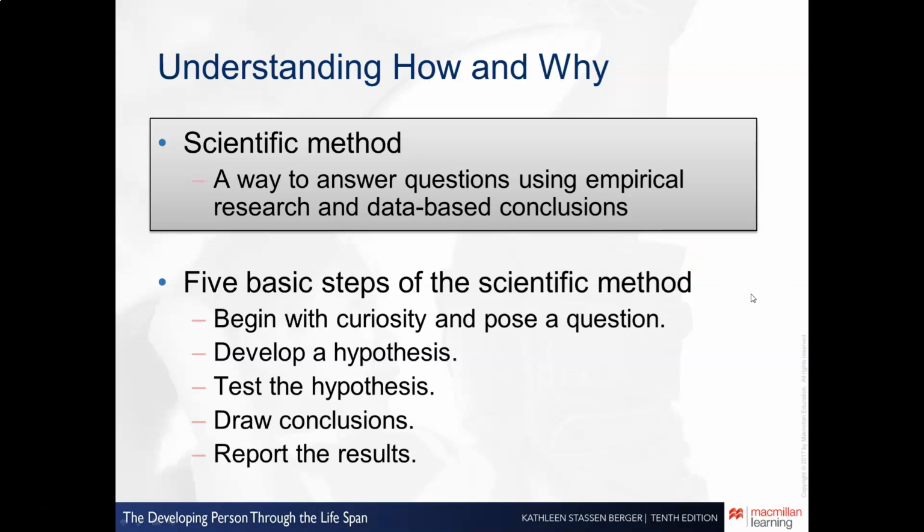Now there's 5 basic steps of the scientific method, and these are the 5 steps in order. Number 1, begin with curiosity, pose a question. So scientists may say, well, why does this certain age group experience this type of psychological growth or process, and so they start off with a question. And then they'll develop a hypothesis. And a hypothesis just simply means a prediction that will be either proven or unproven through the scientific process.